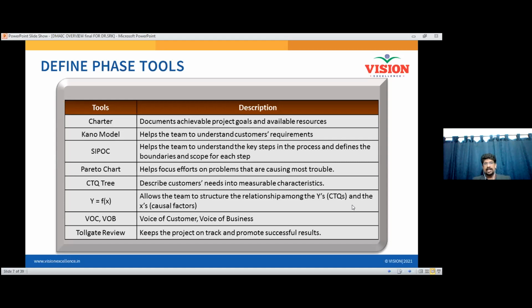As I told you earlier, the project charter will have all the information: the project goals, the available resources, timelines, who is going to be in the project, and everything will be present in the project charter. And we are going to see all these tools and techniques in a detailed manner. Actually, this session is just a promo to a program.